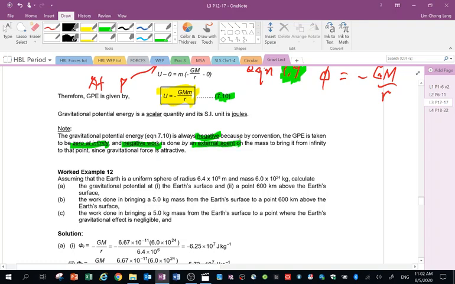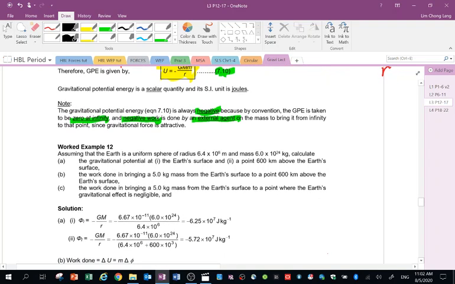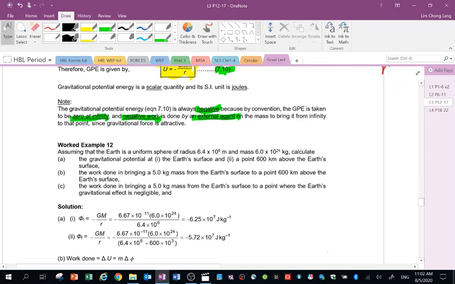So let's look at example 12. Assuming the Earth is a uniform sphere. You see, at A level, the Earth is most of the time a uniform sphere, so you don't take Earth as bulging at the equator. No, we will take it as a perfect sphere. So with the values of radius and mass given, calculate the gravitational potential at Earth's surface and at a point 600 kilometers above the Earth's surface.